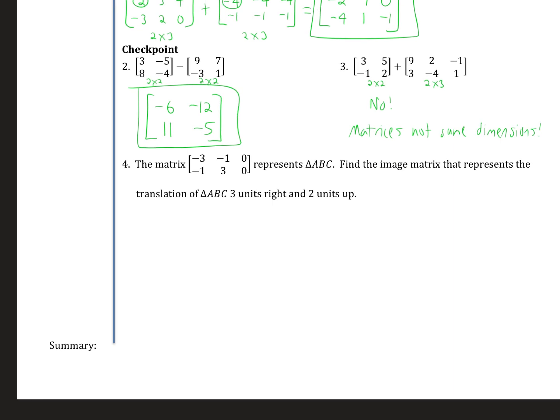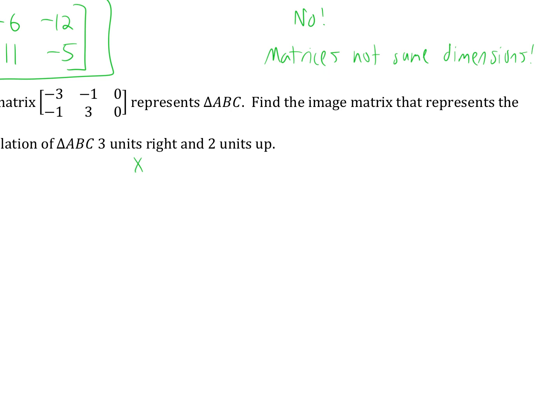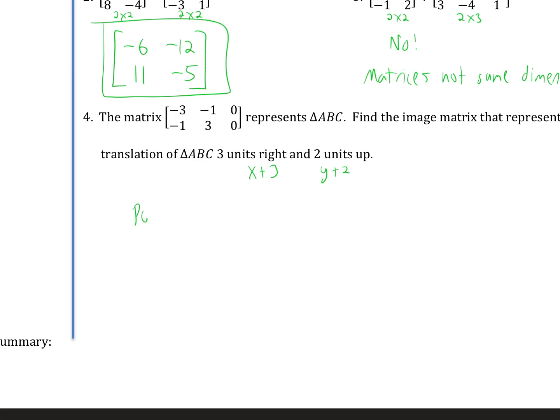Okay, and then we have a similar thing we did before. We have this triangle, and we're trying to do a translation. 3 units right, it's going to be x plus 3. And 2 units up is going to be y plus 2. So we're going to have the polygon. The polygon is going to be -3, -1, -1, 3, 0, 0, plus the translation matrix.